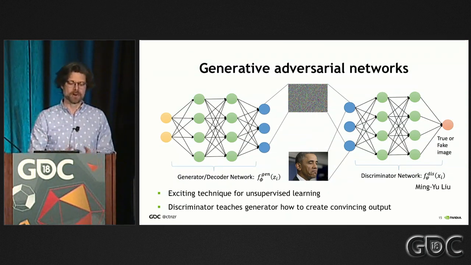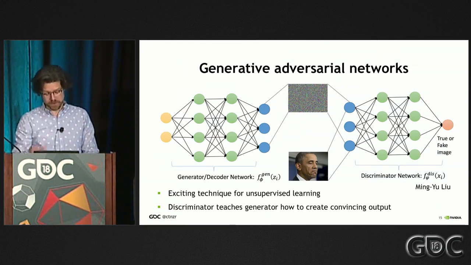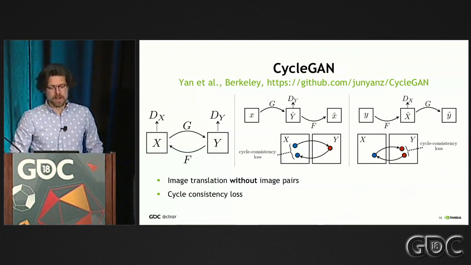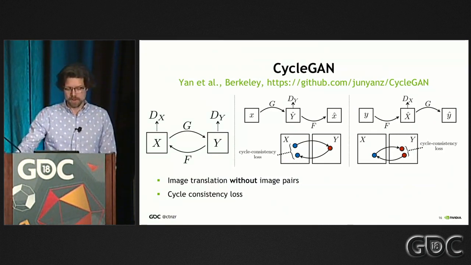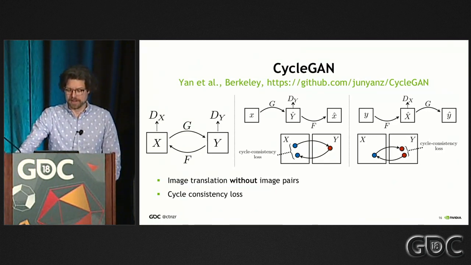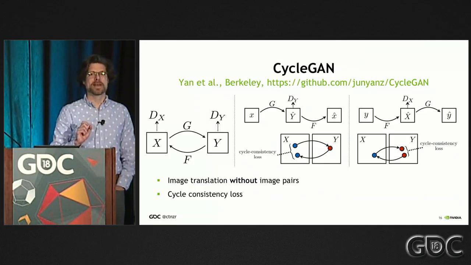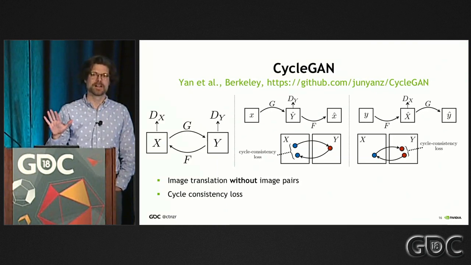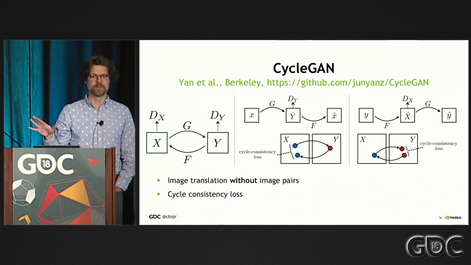So this is a framework for thinking about applying deep learning that's been really useful in a bunch of different contexts. So let me show you some examples. One of them comes from Berkeley, from Junyan, and it's called CycleGAN. And what we're trying to do with applying CycleGAN is image translation without having image pairs. So for example, let's imagine that I have a picture of mountains in the summer, and I want to translate that to pictures of the mountains in winter.